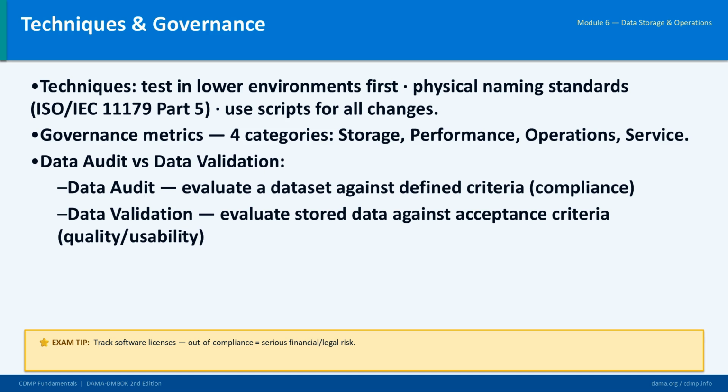For governance, the metrics fall into 4 categories: storage, performance, operations, and service. And know the distinction between 2 evaluation concepts. A data audit evaluates a dataset against defined criteria to check compliance, while data validation evaluates stored data against established acceptance criteria to determine quality and usability. One more governance reality: track your software license agreements carefully, because being out of compliance carries serious financial and legal risk.